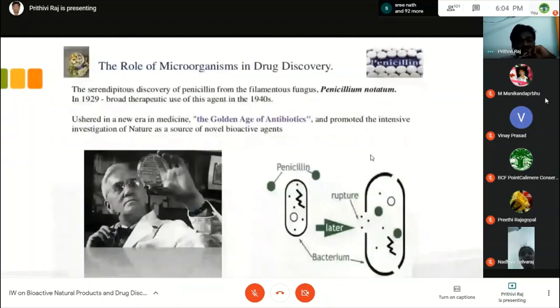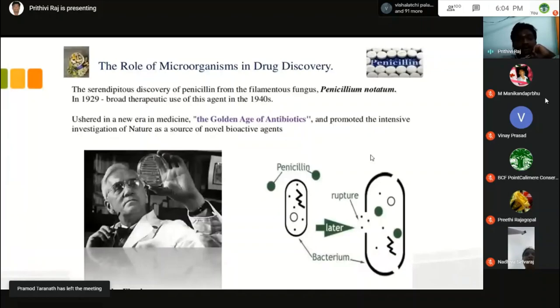So let's come to the microorganisms and how they are used in drug discovery. Penicillin was discovered in 1928. It became a broad therapeutic agent in the 1940s. It was the golden age of antibiotics, right? And it promoted intensive investigation of nature as a resource of new bioactive agents. So still now we are using penicillin. We all know that it was discovered by Alexander Fleming.